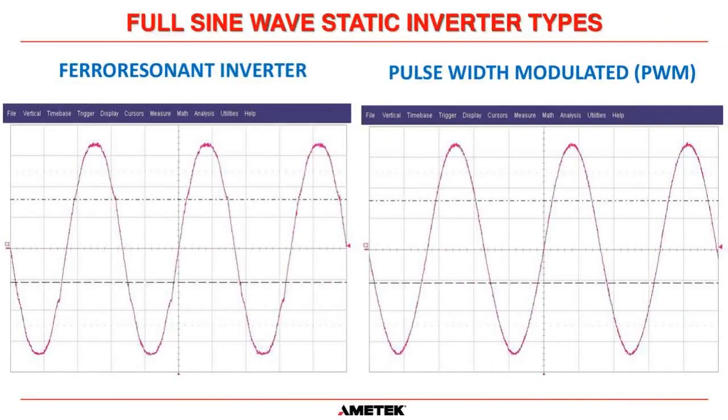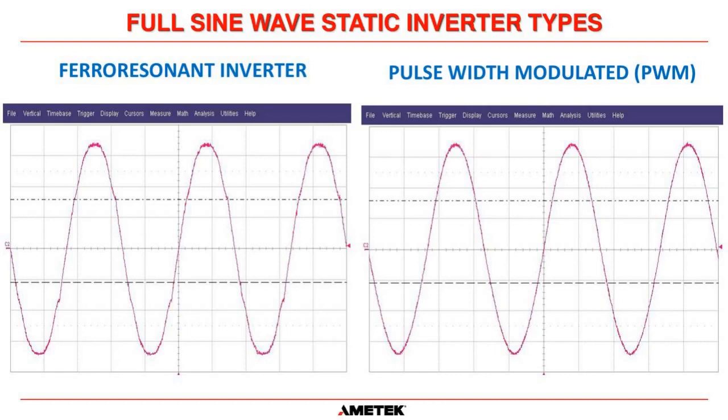Here's our ferroresonant inverter waveform, and that's what we're going to look at from here on out, the pulse width modulated and ferroresonant systems. On the left is the ferro waveform, and you see there's a couple little bumps on the waveform right there, and that's due to a compensating circuit to get us right within our regulation spec. But as you can see, that's a pretty decent sine wave right there.